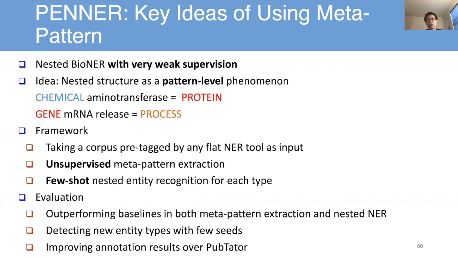So we want to design a framework where we start with the flat, innermost named entities, and then do some unsupervised meta pattern extraction. Then we use a few-shot learning idea to generalize to nested named entities from these meta patterns. And we do the evaluation on a nested NER benchmark data set in the biomedical domain. We also compare our method with PubTator, which is a very popular tool in the biomedical domain, but it requires extensive human annotations.